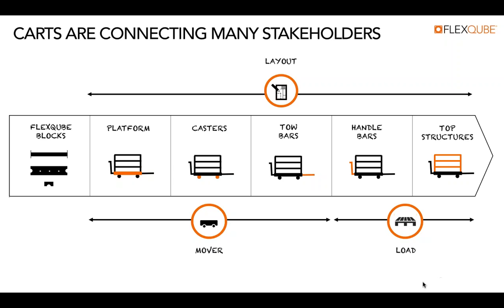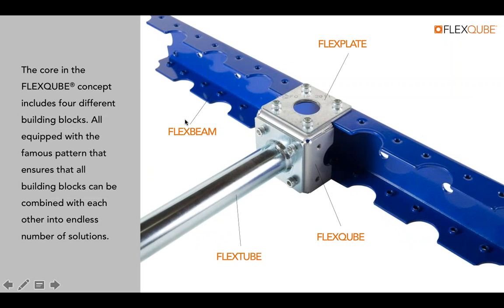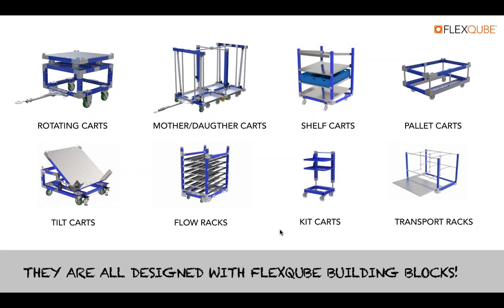And as you can see, most to the left, the FLEXQUBE carts are built with modular building blocks. So it's the flex beam, FLEXQUBE, and flex plate. So it's 4 different building blocks. You can see this as Lego bricks with standardized interfaces that you know will fit together. And by combining this, you can build a lot of different carts.